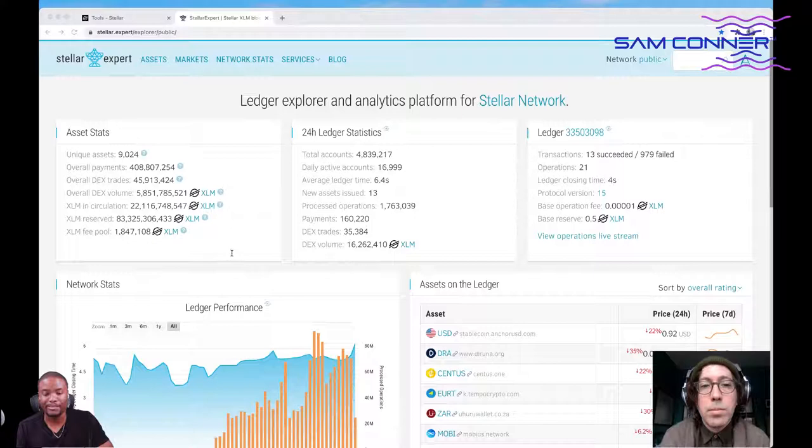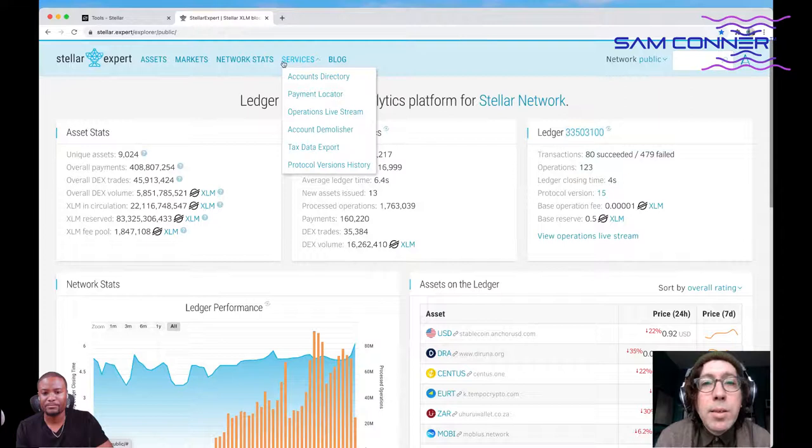Let's look at some, what about some of the services? So one thing I really like is the services, and there's a lot of different services and things that you can do with Stellar Expert.